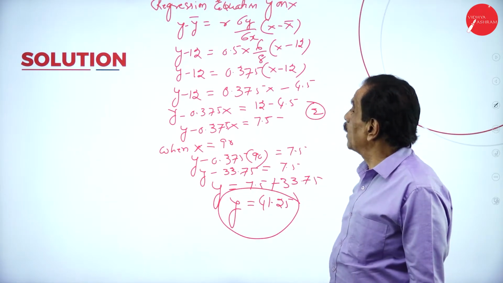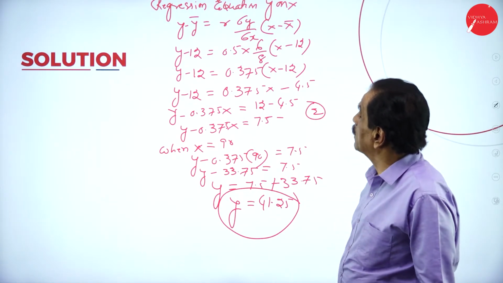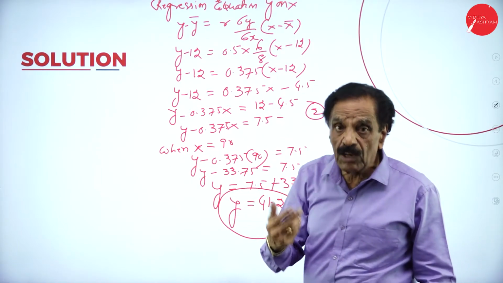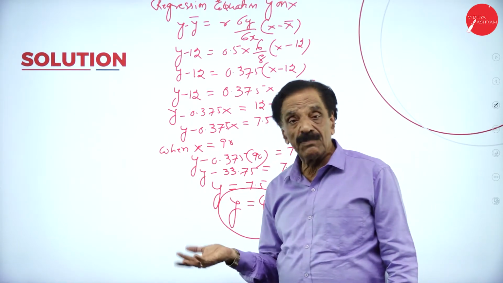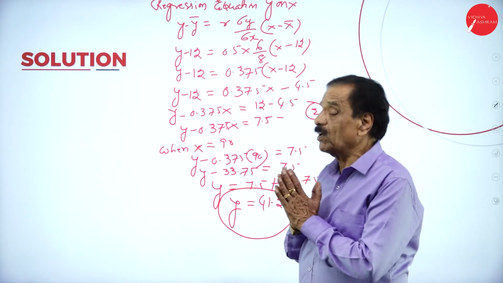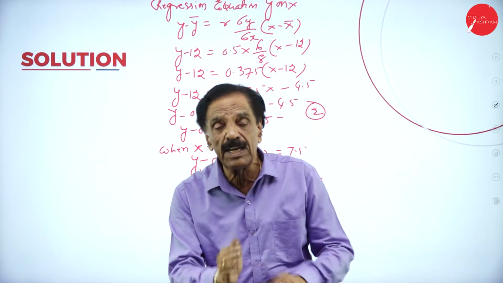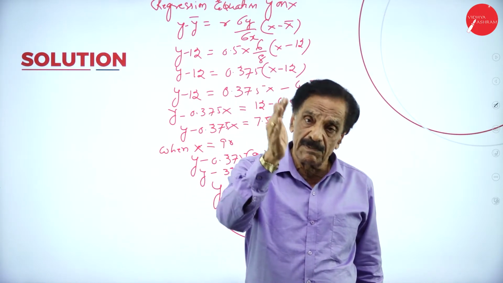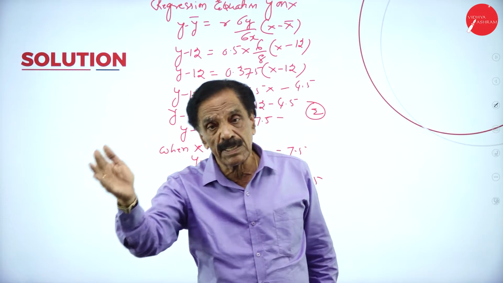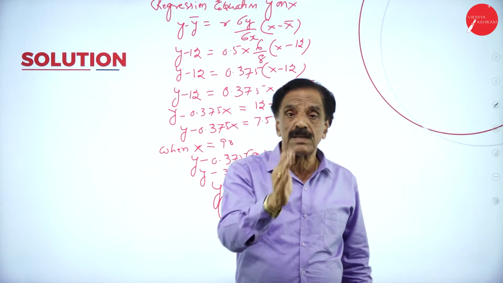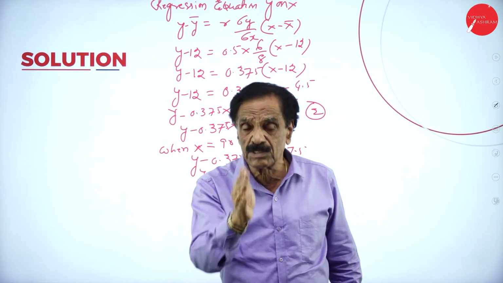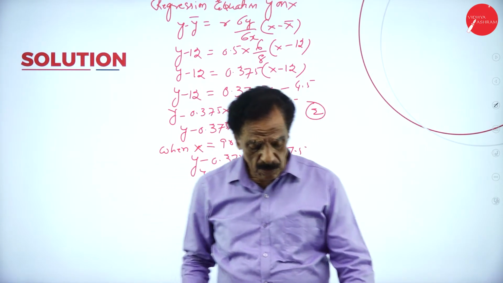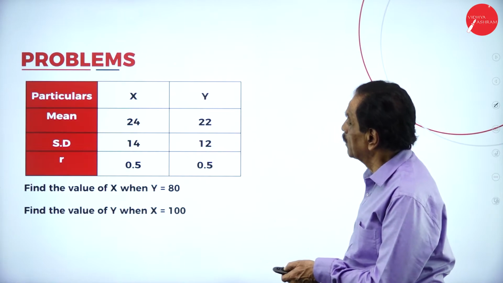41.25. So y minus y mean equals r into standard deviation ratio. If we know the value of x, we can find out the value of y. If we know the value of y, we can find out the value of x. So you must be careful with the formula. X on y: x minus x mean equals r into standard deviation x divided by standard deviation y into y minus y mean. Y on x: y minus y mean equals r into standard deviation y divided by standard deviation x into x minus x mean. So we'll go to the next problem now.